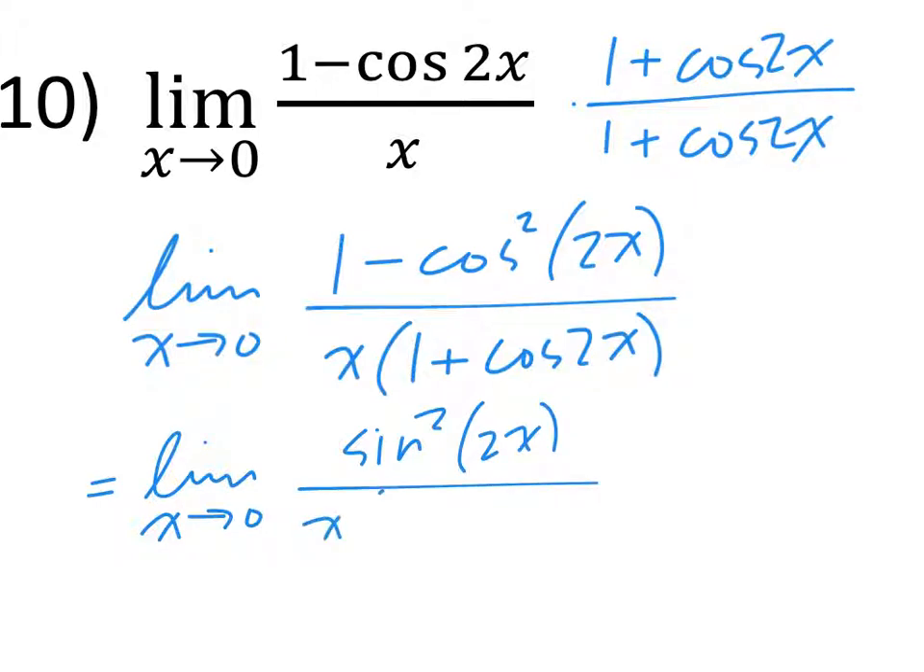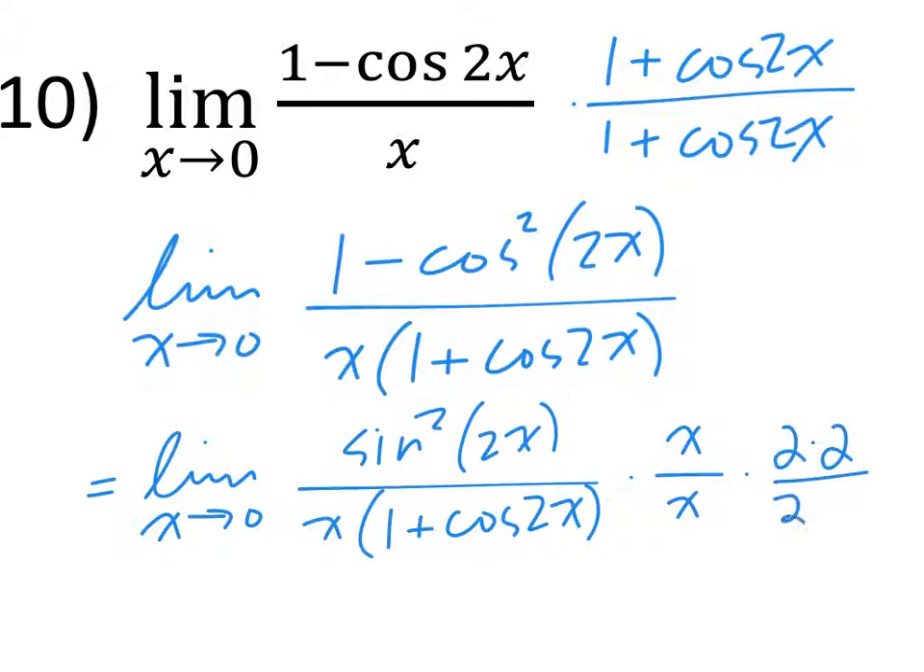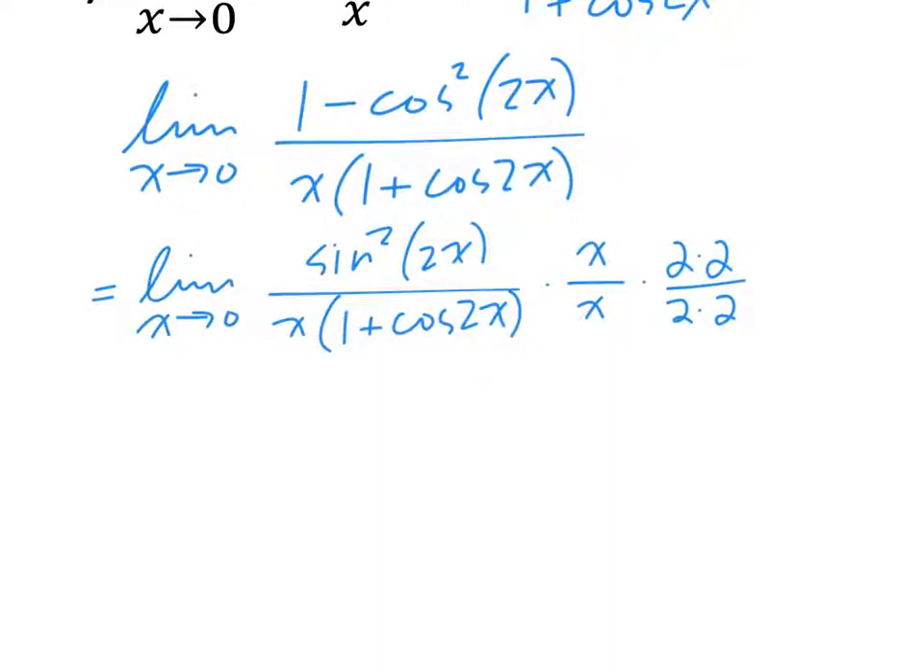Oh, wait. Now we have 2 sines. We've got to cancel both of them. In the numerator, I have 2 sine 2x's, so I've got to get rid of both. In the denominator, I only have 1x. That's not enough. So I need another x, right? But that doesn't work because I need 2x, two 2x's. So multiply by 2.